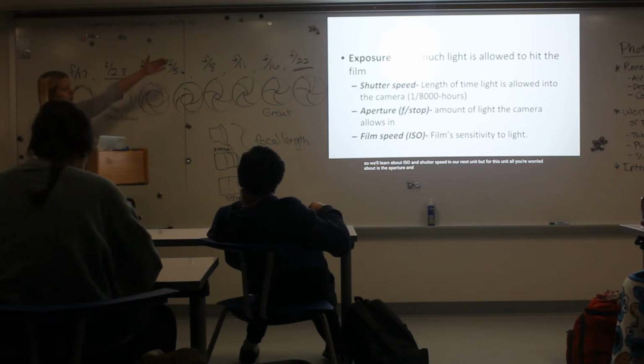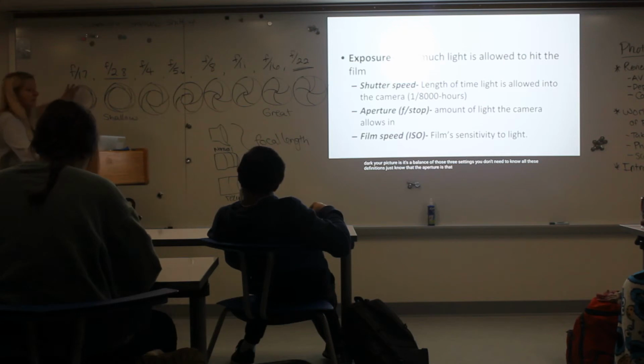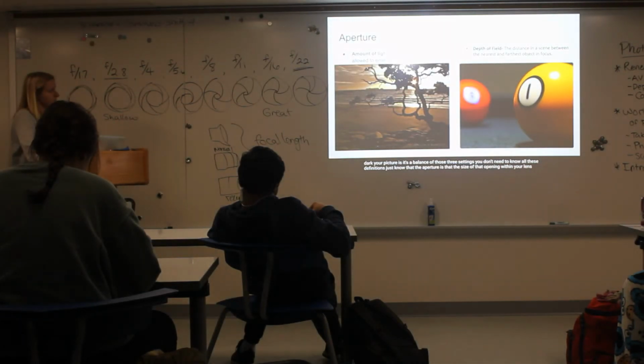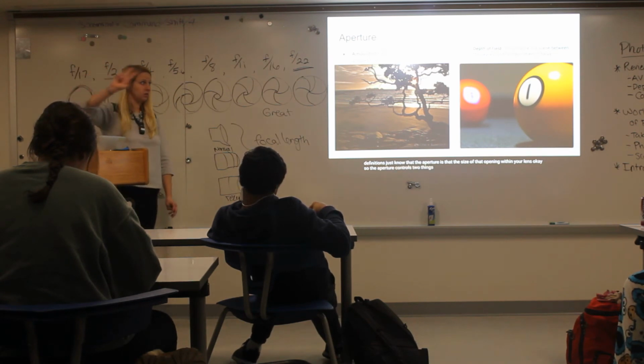And again, exposure is balanced, which is how light or dark your picture is. It's a balance of those three settings. But you don't need to know all these definitions. Just know that the aperture is the size of that opening within your lens. Okay, so the aperture controls two things in your picture.